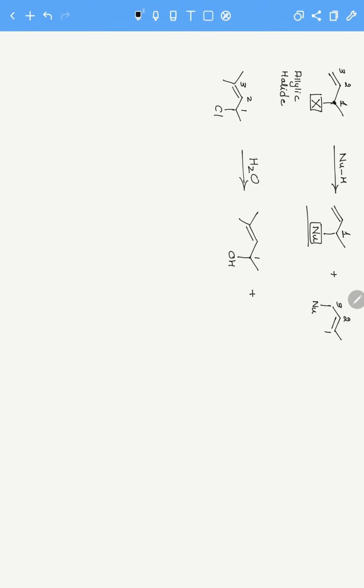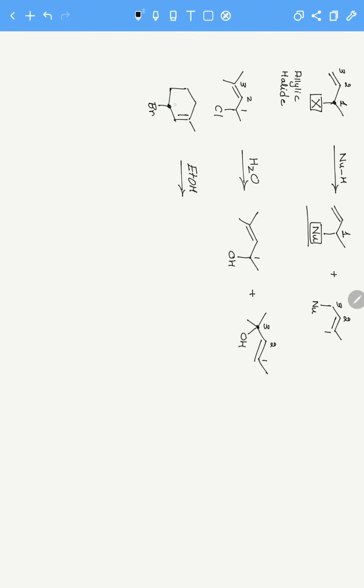To draw the second product, redraw the structure, but now move your double bond so that it becomes between carbons number 1 and 2, and now at carbon number 3, add the OH group. And this is the product. Let's take another example. Let's say we were given this allylic bromide and the reaction was with ethanol.